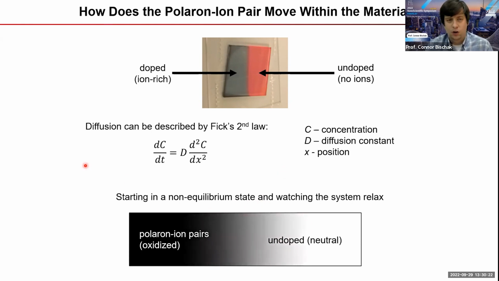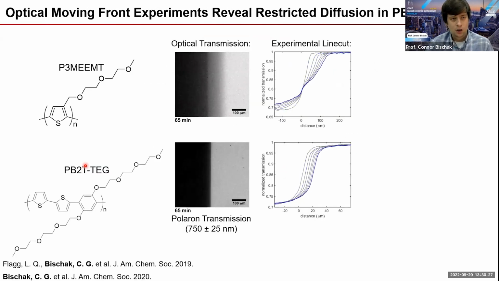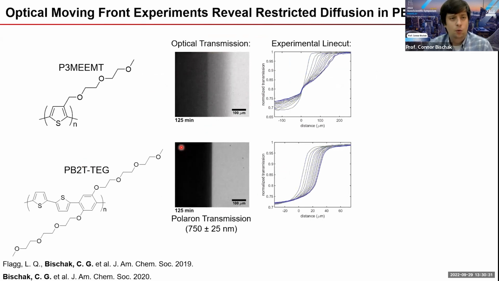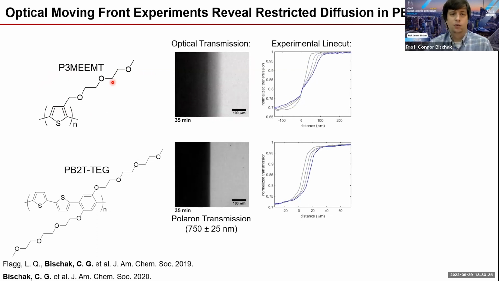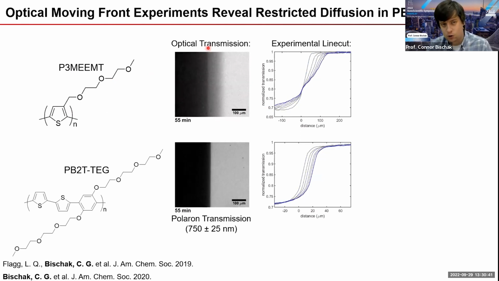And so we started with very low resolution optical microscopy. So here, just looking in an optical microscope at this interface over time, what we see with P3MEEMT is a blurring out of this interface. So this is what we expected. We think there's some fraction of immobile ions, which is why we see this dark line that remains constant. But with PB2T-TEG, what we saw was something that really surprised us.